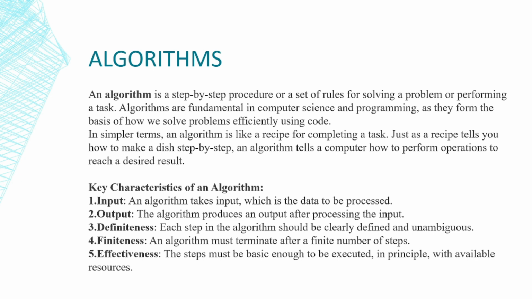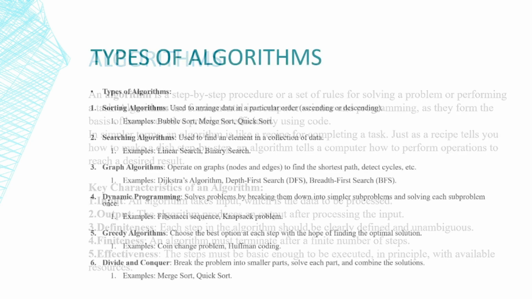Key characteristics of an algorithm. Input. An algorithm takes input, which is the data to be processed. Output. The algorithm produces an output after processing the input. Definiteness. Each step in the algorithm should be clearly defined and unambiguous. Finiteness. An algorithm must terminate after a finite number of steps. Effectiveness. The steps must be basic enough to be executed in principle with available resources.